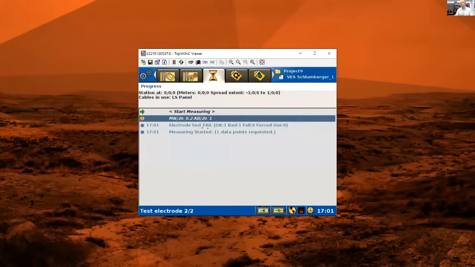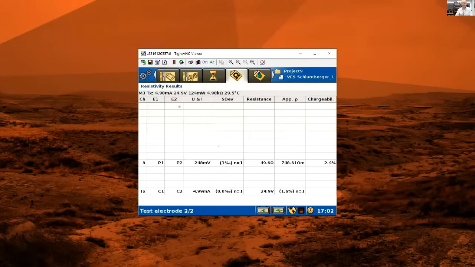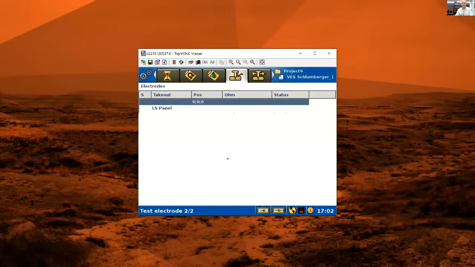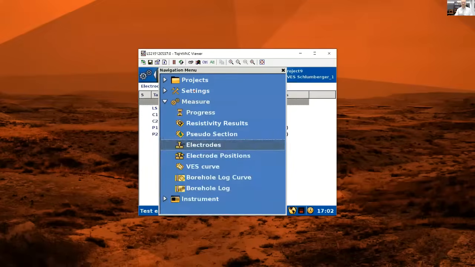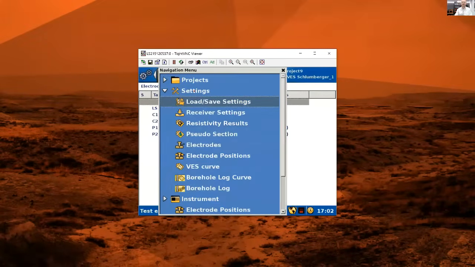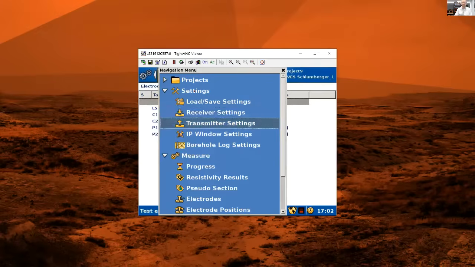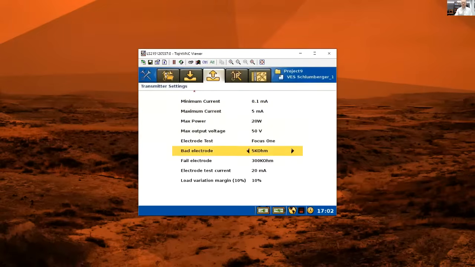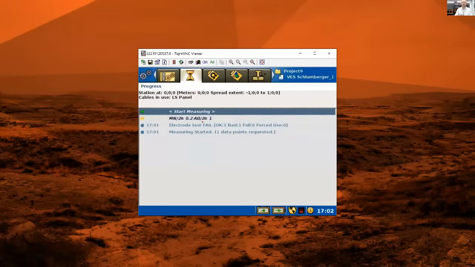And what we see is that the electrode test has failed. So that tells me that one of my electrodes isn't connected. And I will guarantee that someone has tripped over the wire that is outside. So let's have a look. Let's see what the results page says. Oh no, it's just that I've got a slightly high contact resistance on one of my electrodes. So I'm just going to change my settings so I don't have to go out and actually water the electrode to try and improve the contact resistance. Let's just change the threshold on my electrode test. Jump back to my measurement screen, say start measuring.